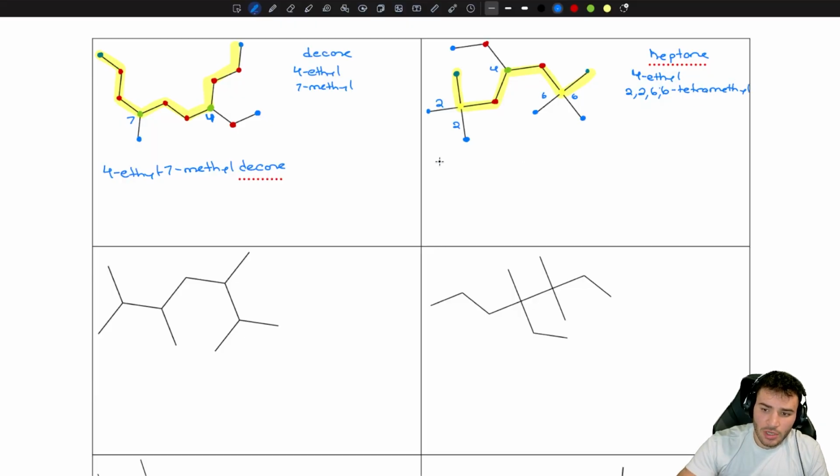Good practice for your prefixes. And so if we were to organize in alphabetical order, it should come out to be 4-ethyl, 2, 2, 6, 6 tetramethylheptane.